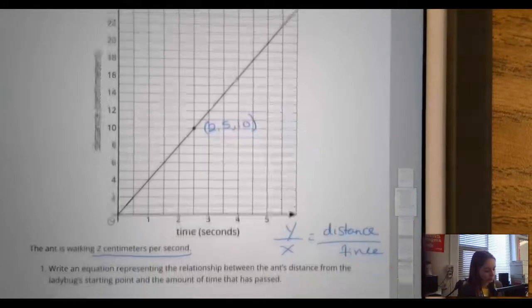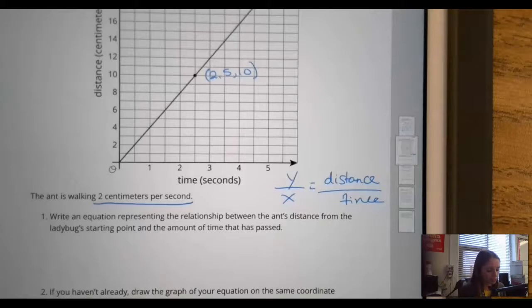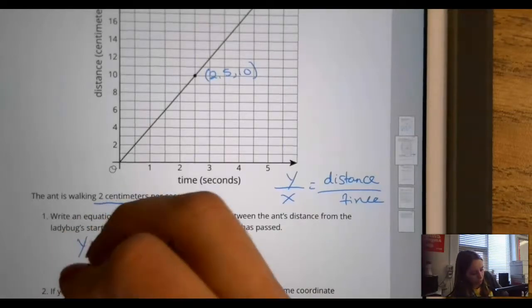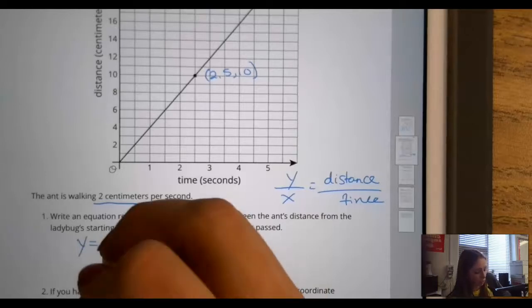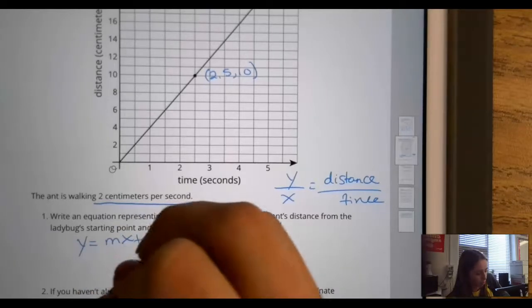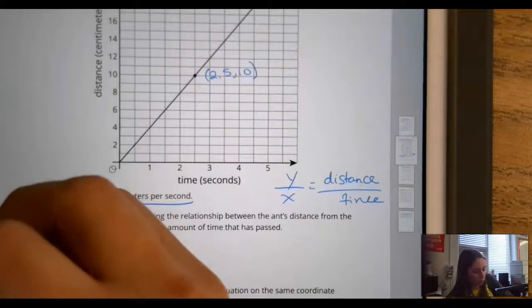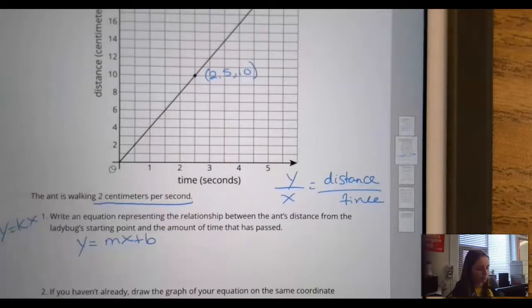So right down here on number 1, it says write an equation representing the relationship between the ant's distance from the ladybug's starting point and the amount of time that has passed. Alright, so we need to write an equation that represents this ant. Well, we know that when we write an equation, it's usually y equals mx plus b, or it would be y equals kx.